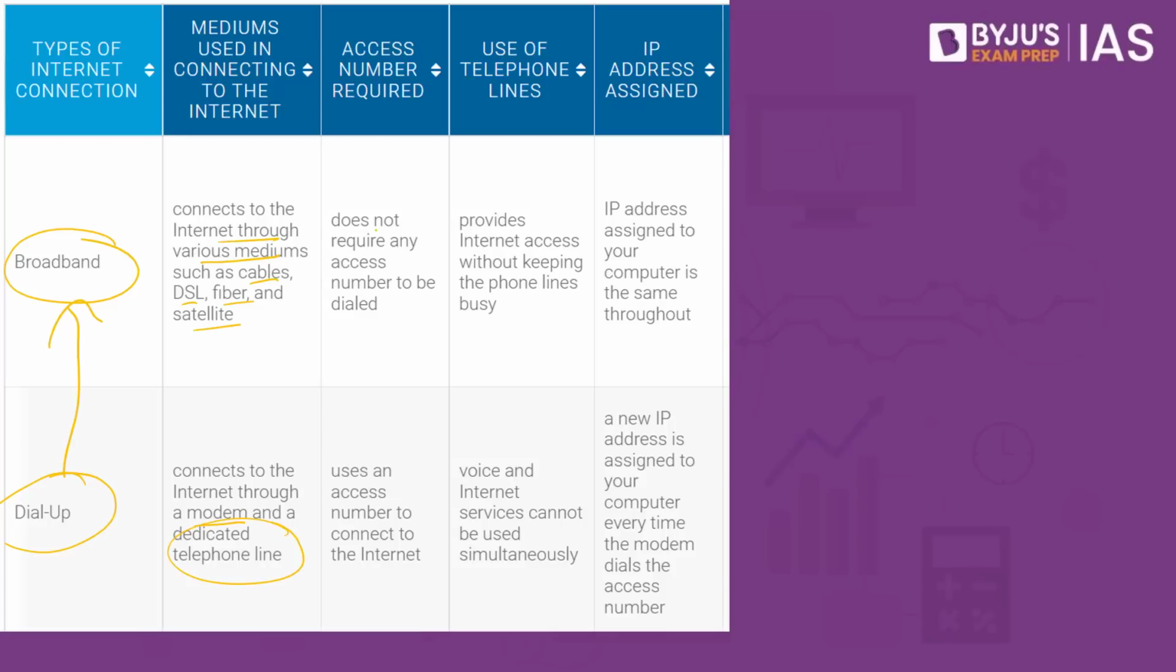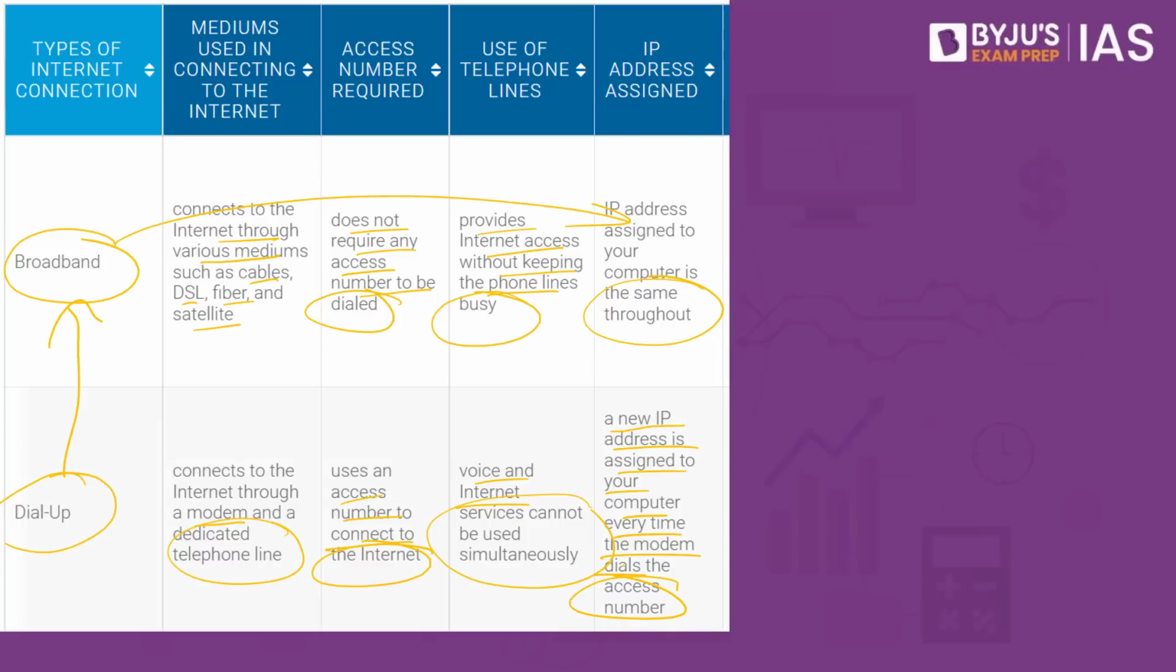When we speak about broadband, it does not require any access number to be dialed, but the dial-up uses an access number to connect to the internet. Broadband provides internet access without keeping the phone lines busy. But with dial-up, voice and internet services cannot be used simultaneously. With broadband, the IP address assigned to your computer is the same throughout, but with dial-up, a new IP address is assigned to your computer every time the modem dials the access number. These are the differences between broadband and dial-up.